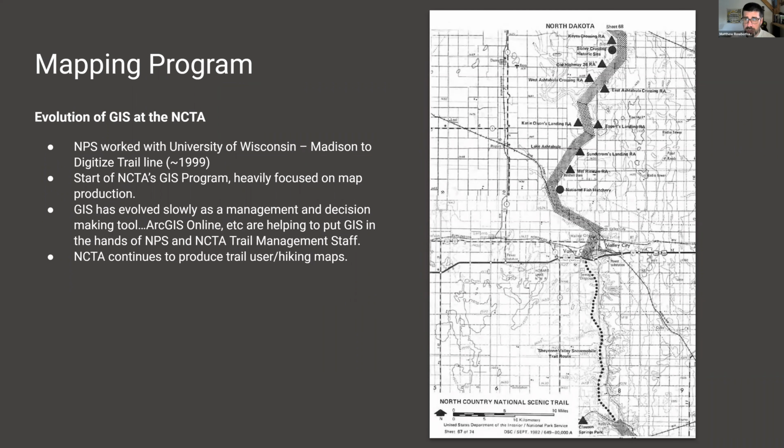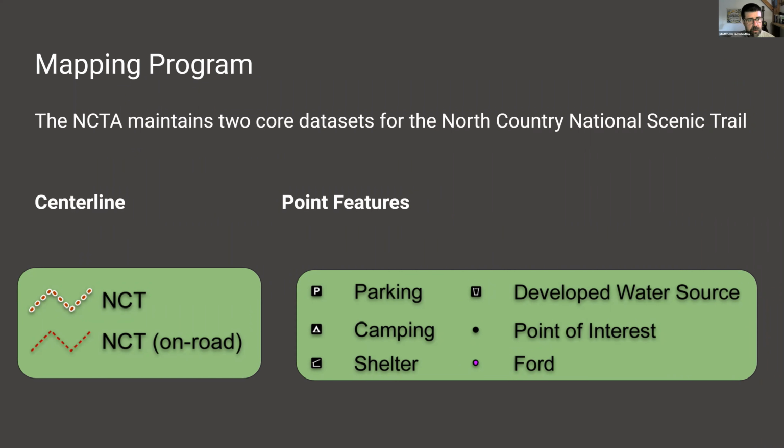So we have two core data sets that are unique to the North Country Trail that we are the maintainers of. One is the center line for the actual trail itself. And then we, of course, record a point feature set for all of our parking, camping, stuff like that.